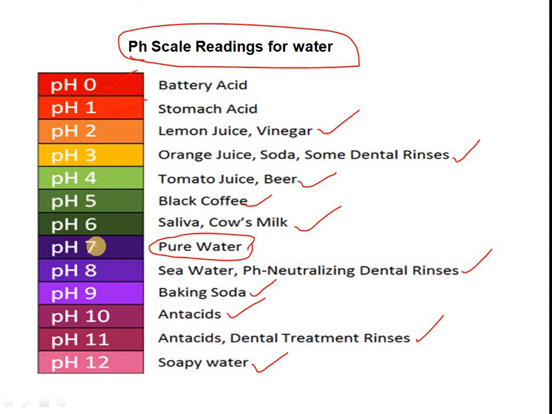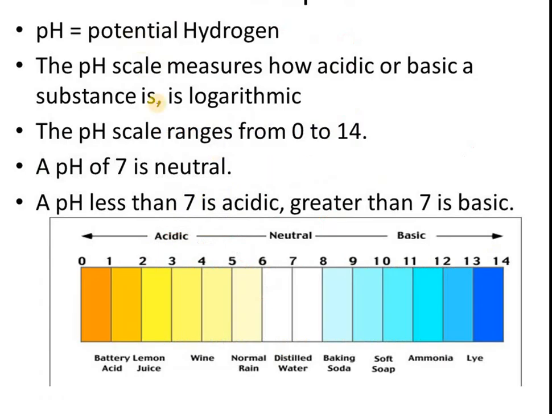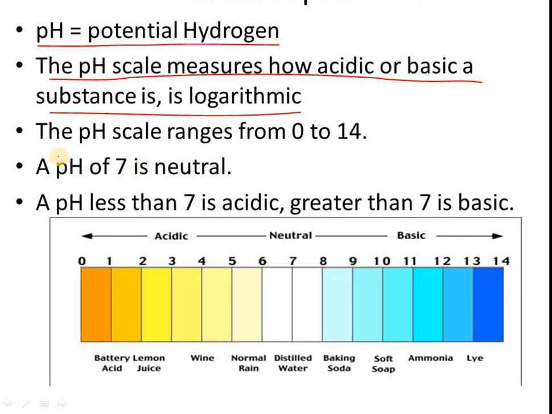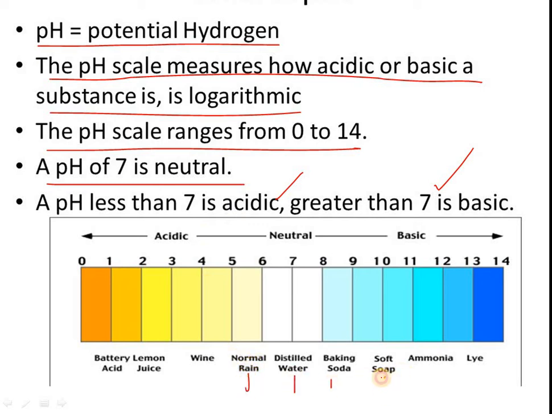So we have to use water that is around pH 7. If it is above or below that, the water is not purified or not good for health. pH is nothing but potential of hydrogen. The pH scale measures how acidic or basic a substance is, on a logarithmic scale. The pH scale ranges from 0 to 14. A pH of 7 is neutral. A pH less than 7 is acidic and greater than 7 is basic. So you can see this one, where we can see normal and distilled water, baking soda, and so on. So this is the condition.